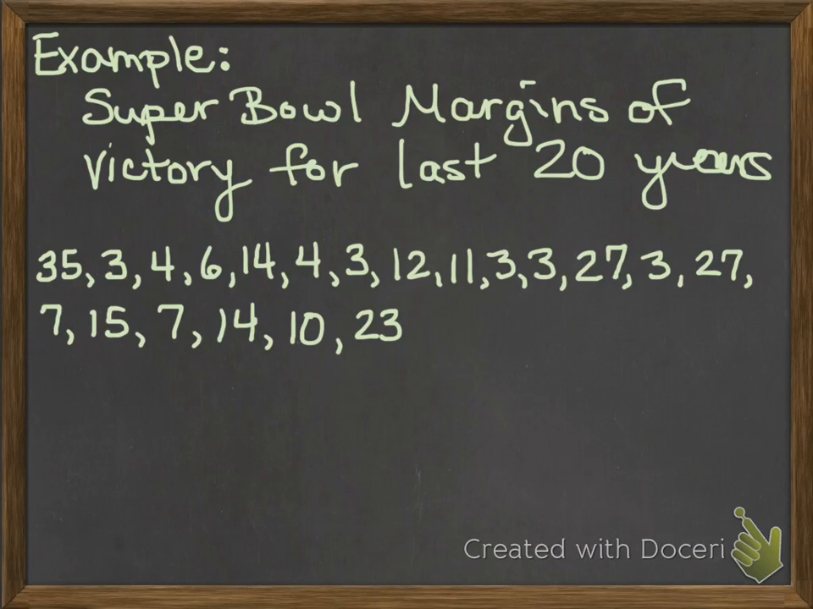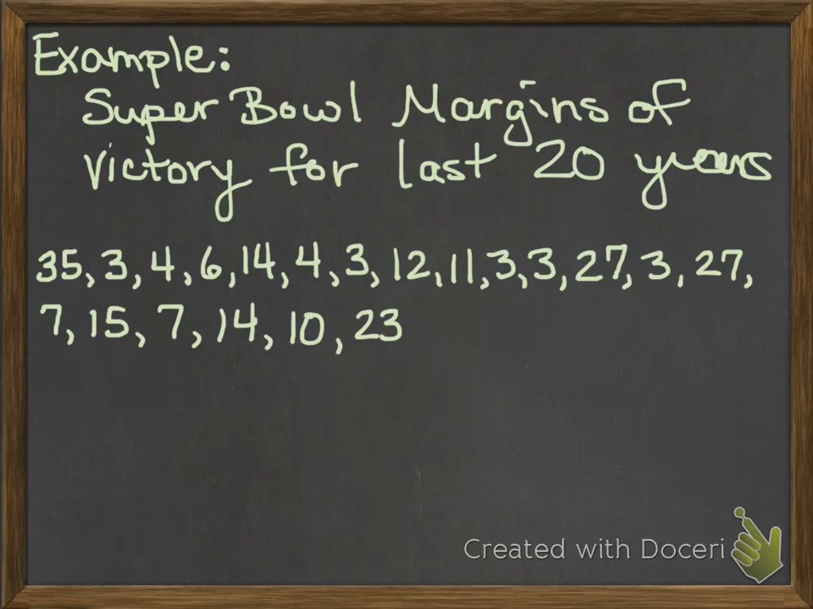We all know that this year's Super Bowl was a romp. The Broncos, my team, lost horribly. But we're not going to focus on that. We're going to look at the scores for the last 20 years. So I collected the margins of victory. Margin of victory is how much the winning team won by. So I subtracted the winning score minus the losing score and got the margin of victory.